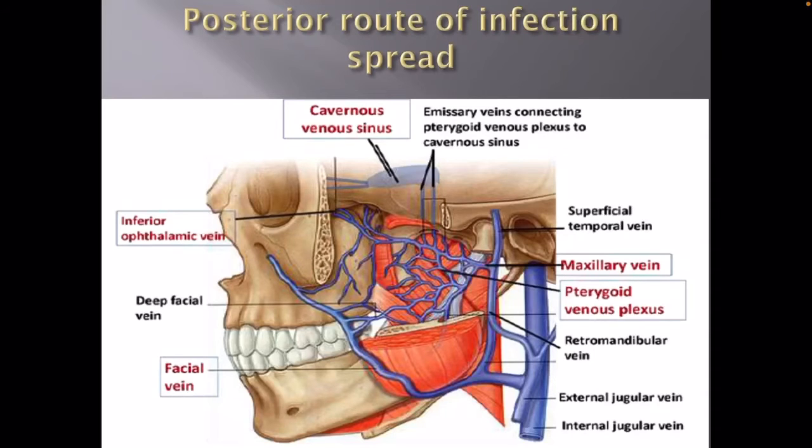Posterior route of infection spread: the infratemporal space contains branches of the maxillary artery and the pterygoid venous plexus. Emissary veins from the pterygoid plexus pass through the foramina in the base of the skull to connect with the intracranial dural sinus. Because veins of the face and orbit do not have valves, infection can easily spread superiorly.